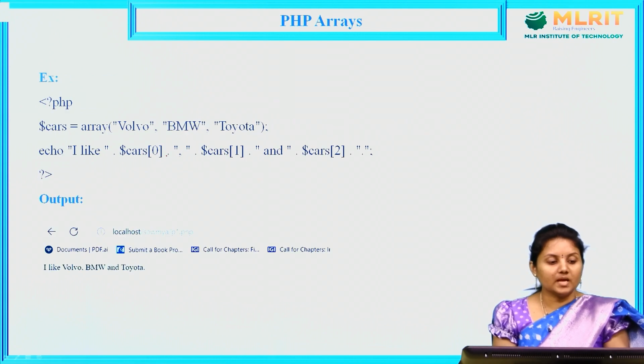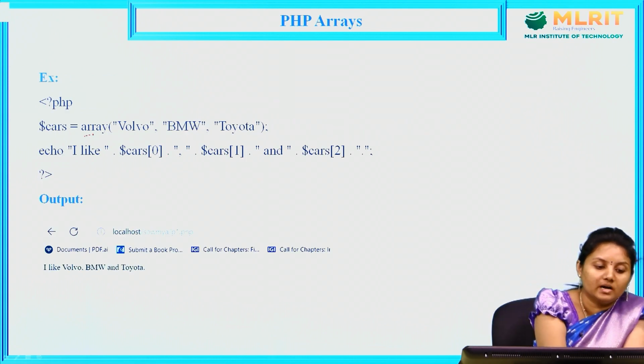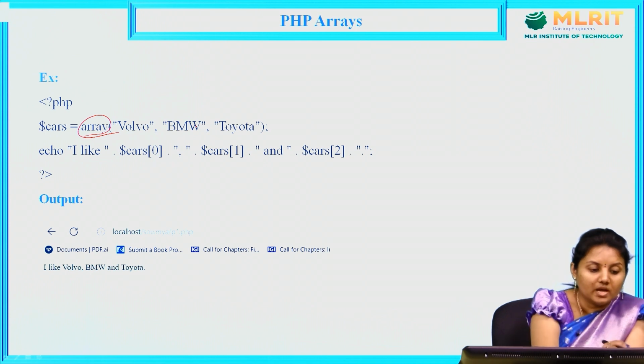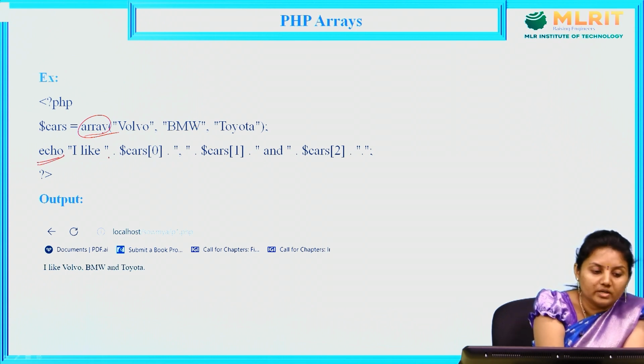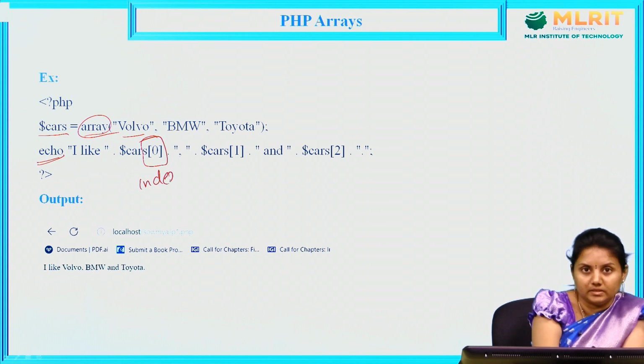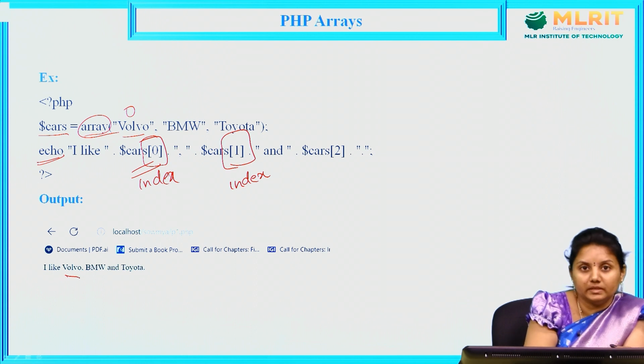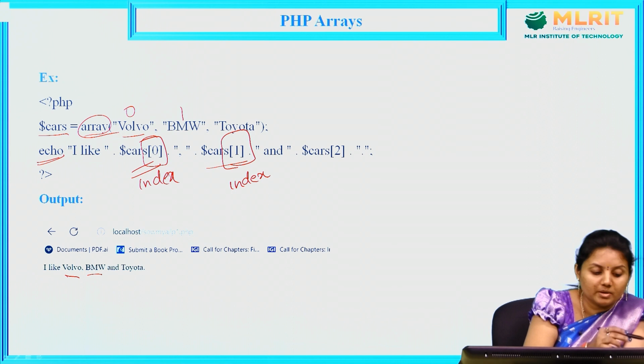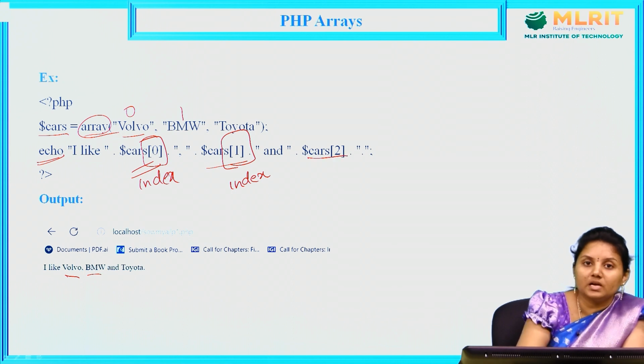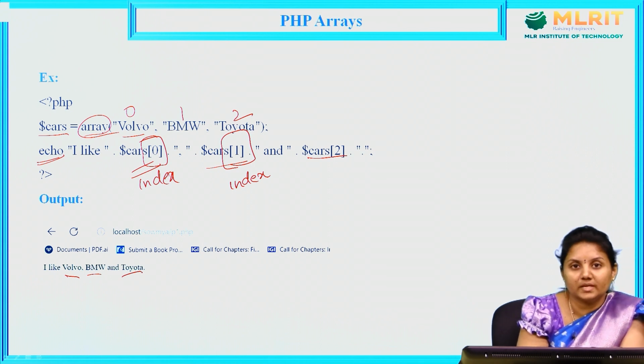And this is an example where we are creating $cars with the array and these values, and when I want to print, I am calling $cars of 0. This 0 is nothing but the index here. This 1 is nothing but the index. Now, what is there in index 0? Volvo is in index 0, and that Volvo is printing here. What is there in index 1? That is BMW, so BMW is printing here. What is there in cars of 2? That means the third one, which is Toyota, so Toyota is getting printed.